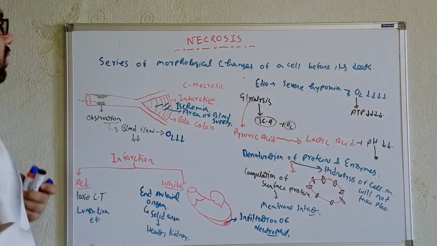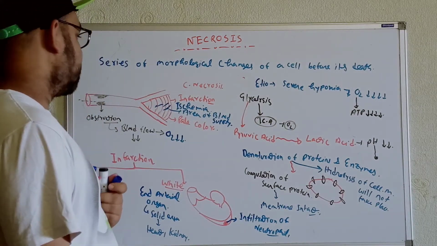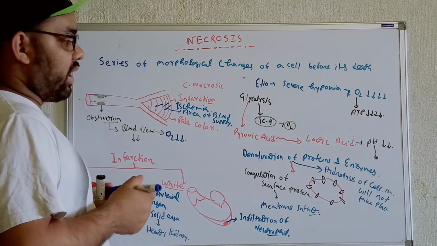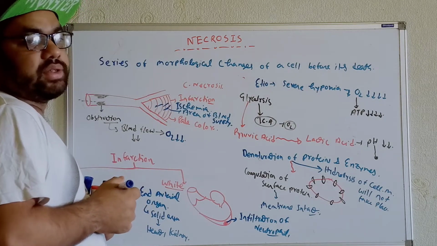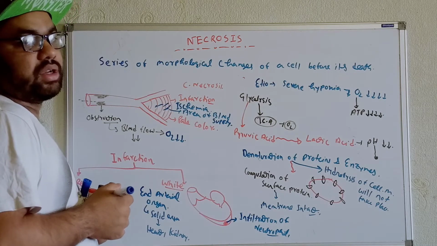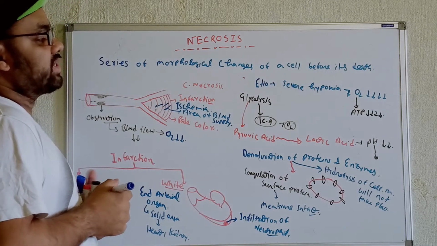So this is all about the first type of necrosis, that is the coagulative necrosis, and the rest of the types of necrosis, like liquefactive necrosis, fibrinoid necrosis, fat necrosis, and caseous necrosis, I'll talk about all these things in the subsequent parts.